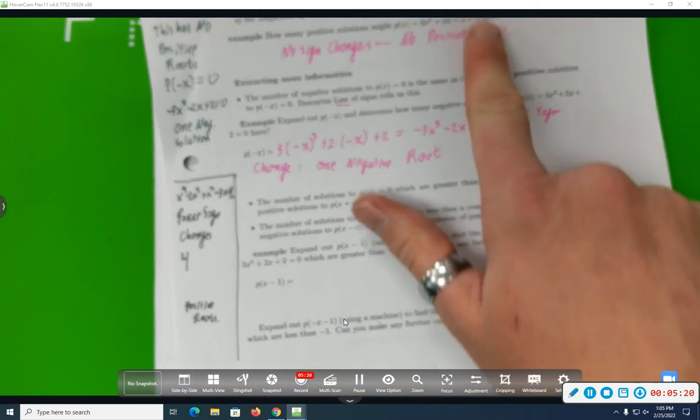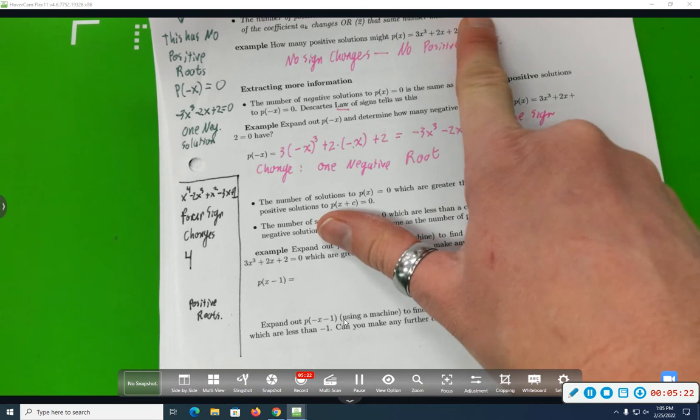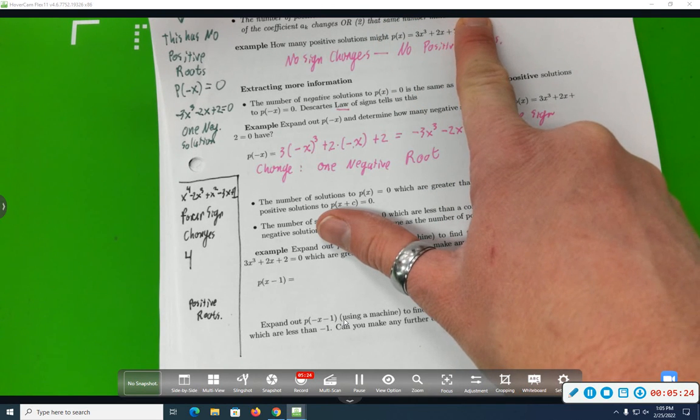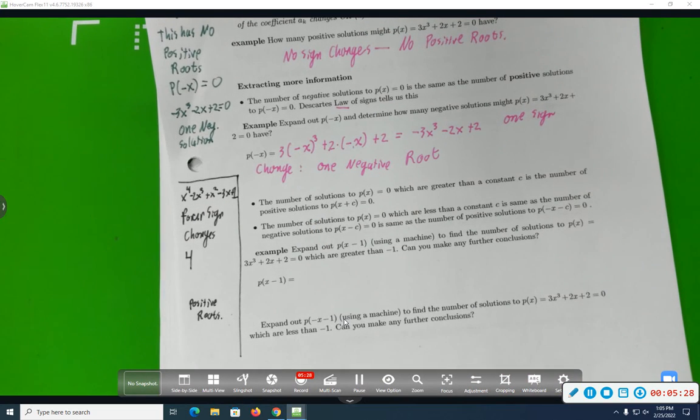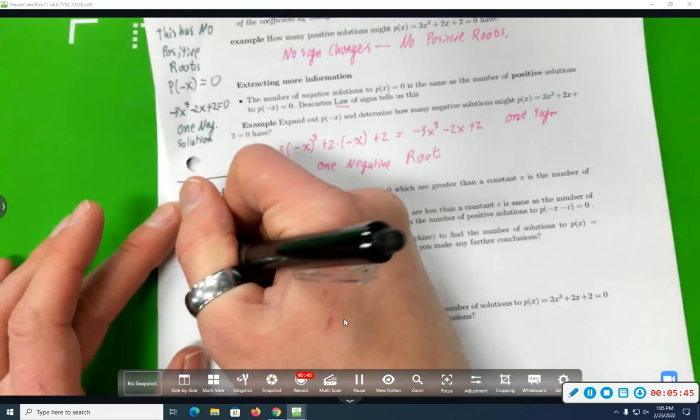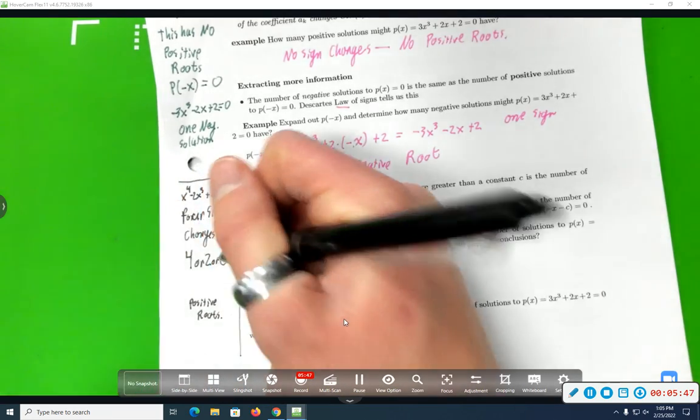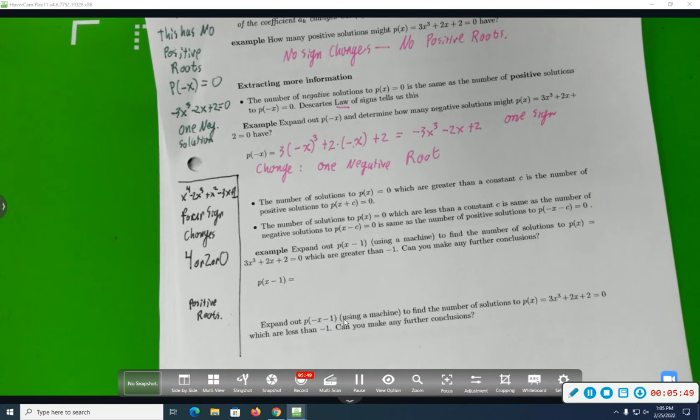But we have to read this bit also. P of x equals 0 is equal to either the number of times the sign changes or that number minus an even integer. So it could be 4, could be 4 minus 2, could be 4 minus 4. It couldn't be 4 minus 6 though, right? Because that would be negative 2, and it would say there are negative 2 many roots. 4 or 2 or 0 positive roots. So there is an ambiguity that you'll get.